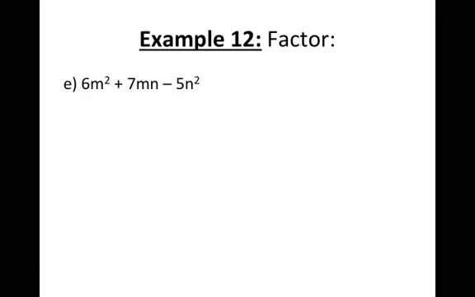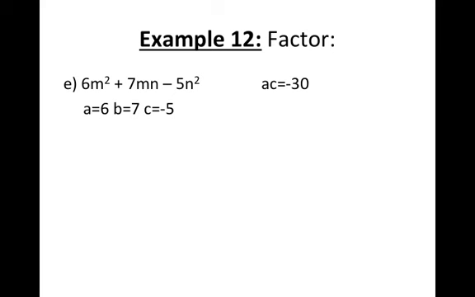Part E, I've got 6m squared plus 7mn minus 5n squared. It might throw you off because we've got 2 variables involved. As far as figuring out how to break this 7mn down into 2 terms and then use the grouping, just do like we've been doing. It's going to be fine. So A is 6, B is 7, C is negative 5. So AC is negative 30.